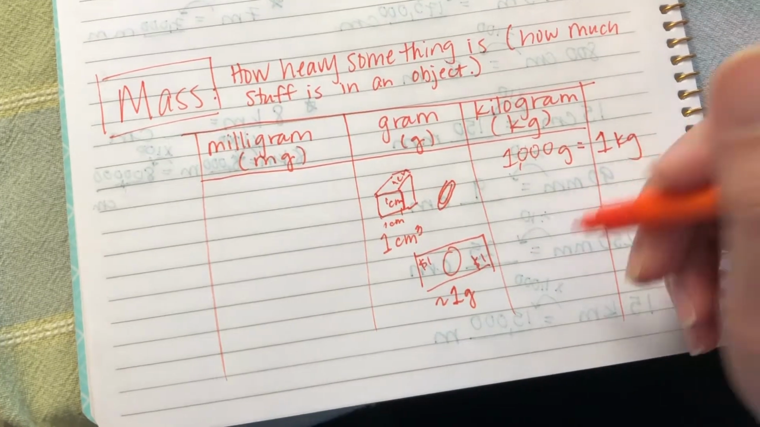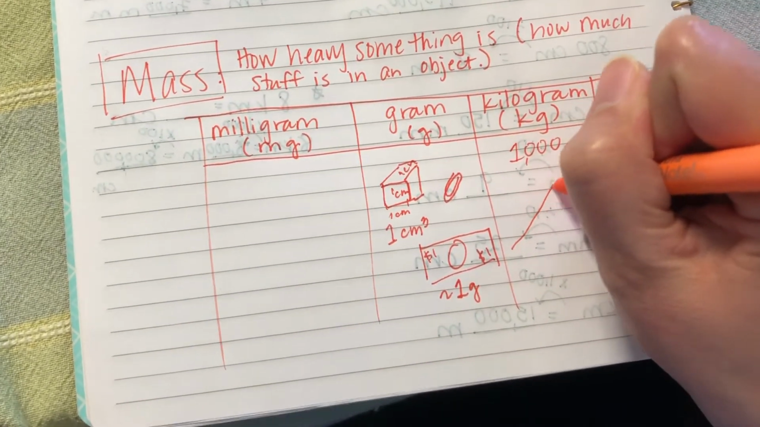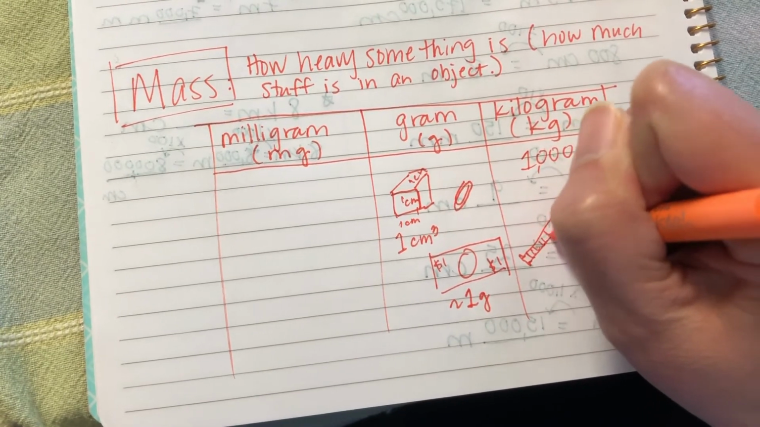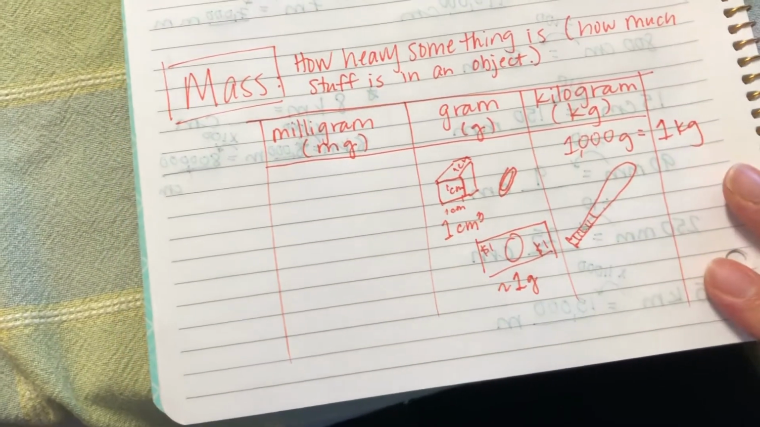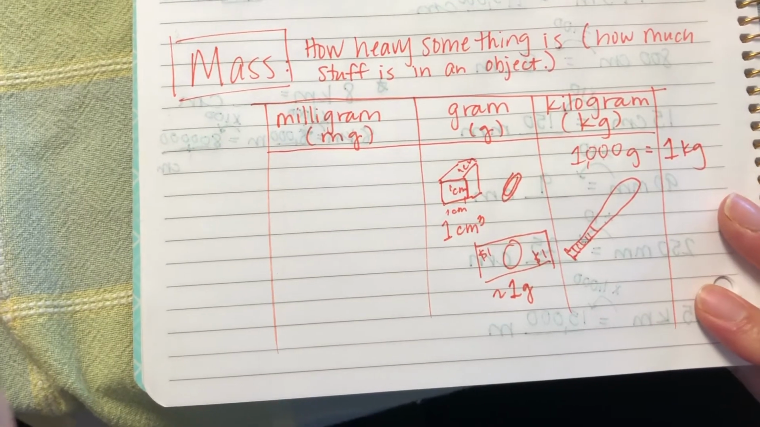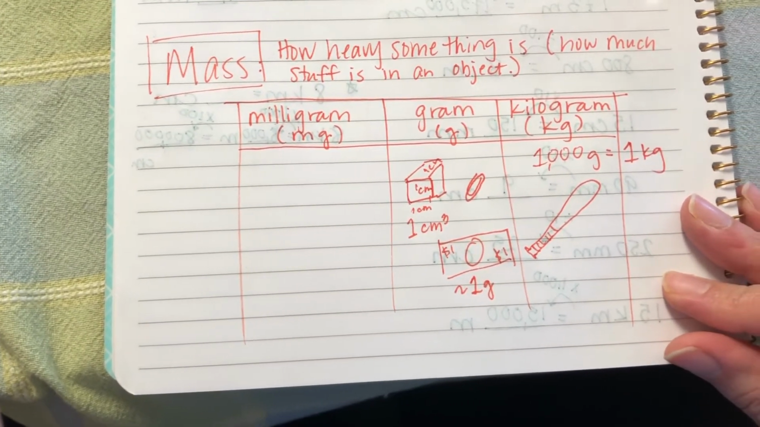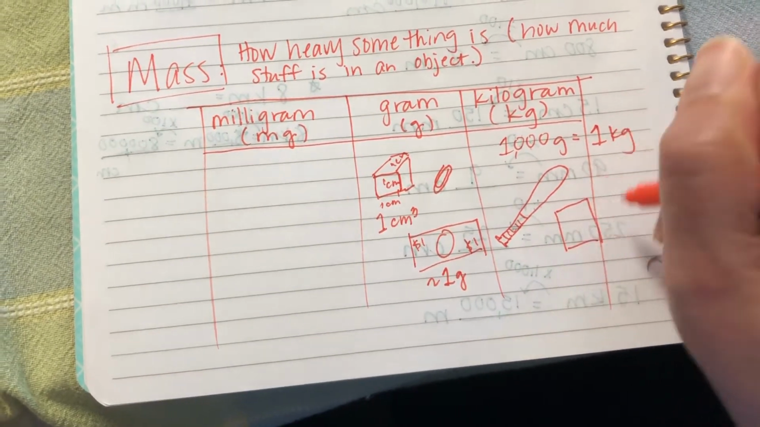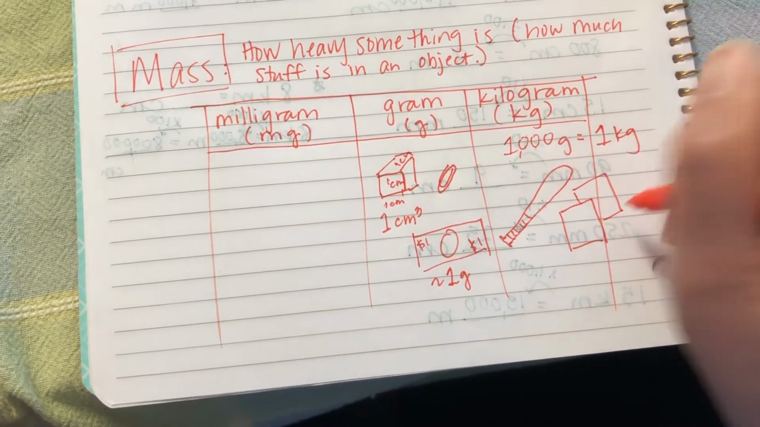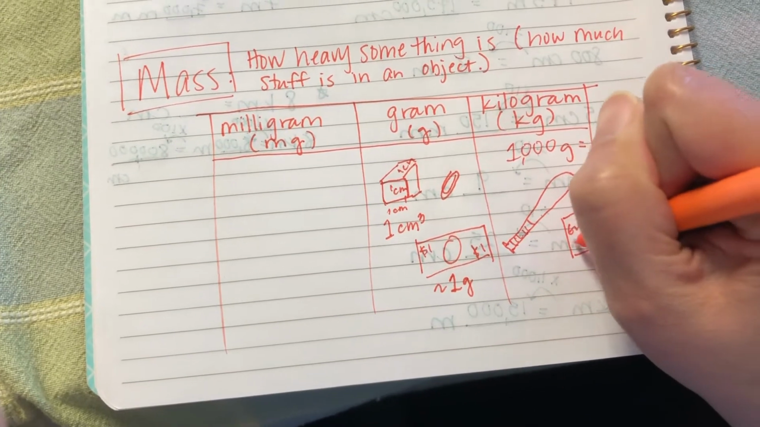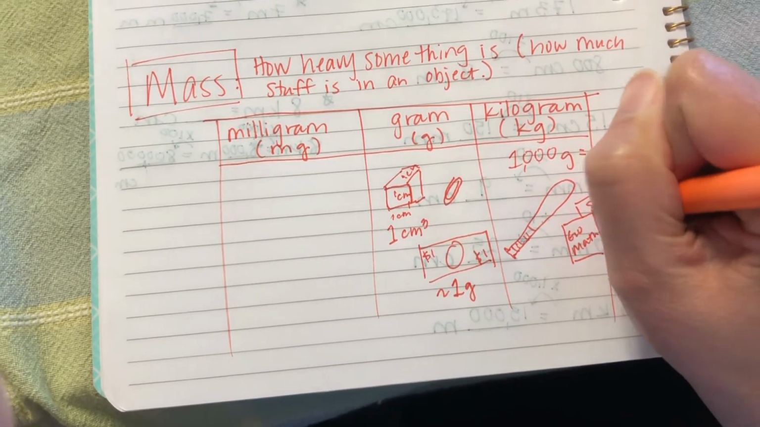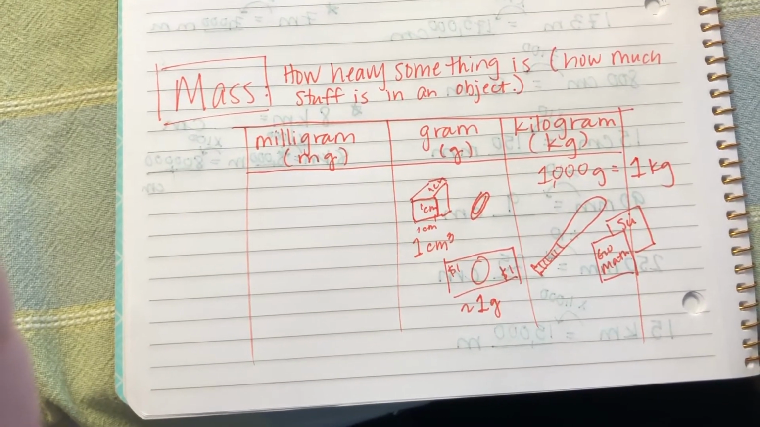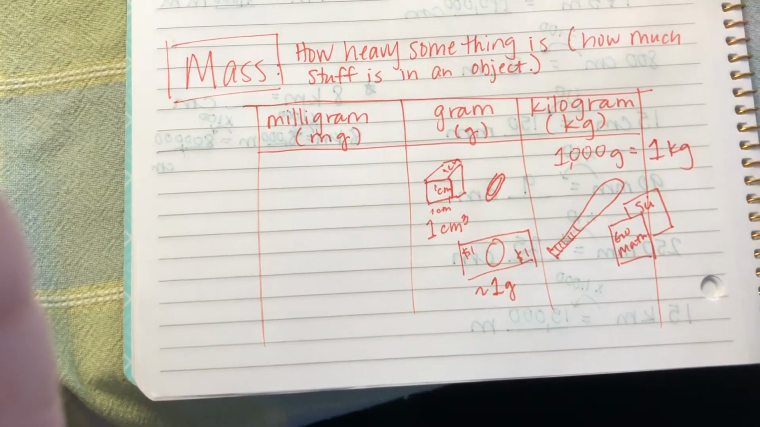And I want us to think about a baseball bat. So a baseball bat, that's about 1 kilogram. I'm thinking of a wooden baseball bat. Another example might be if we had your math book and your science book stacked up, those together would also be about 1 kilogram. So it's a little bit heavier than a textbook.